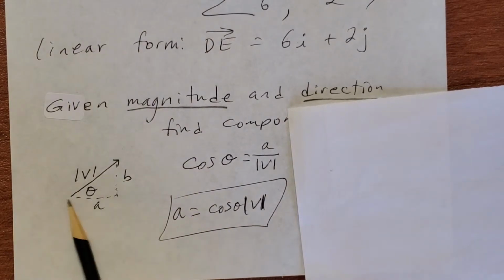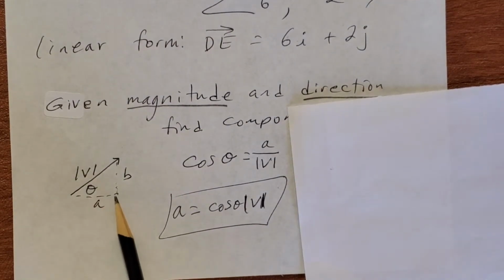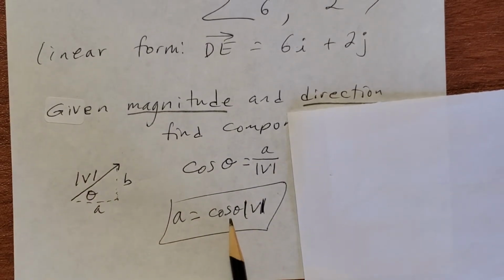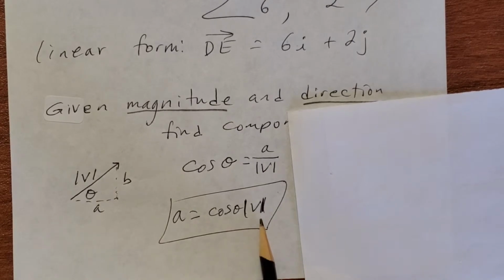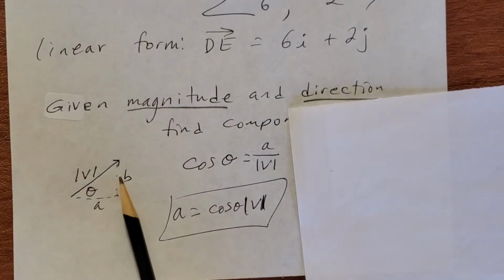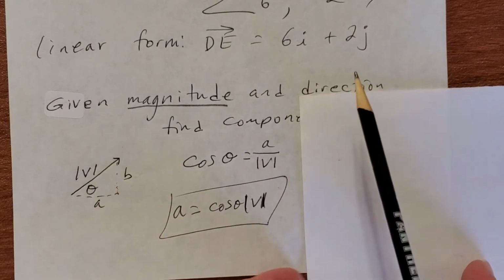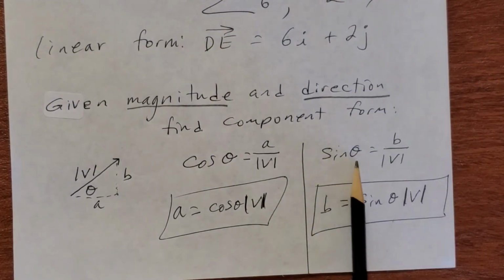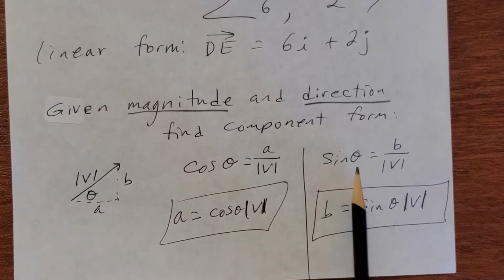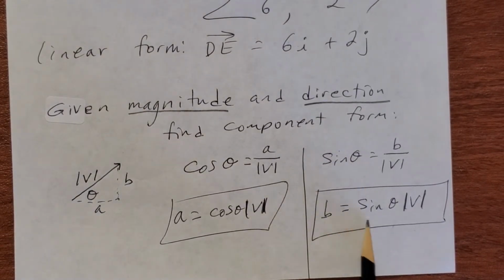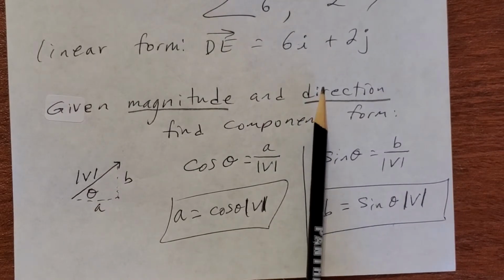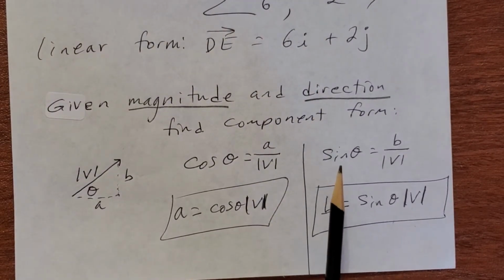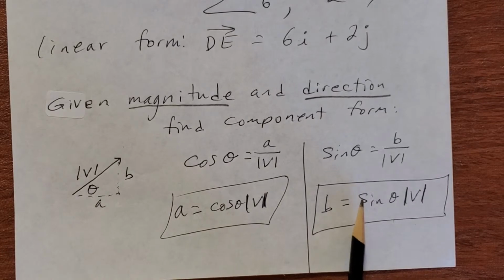Cosine, if you want how far across, the component across, this is what you do. The A number, this is what you do. Cosine of the angle times the magnitude, and you're done. How about if you want B? Well, that's opposite. So we're going to use the sine ratio. So B equals sine theta times the magnitude. So if we give you the magnitude and the direction, you should be able to find the components A and B with these two little formulas, okay?